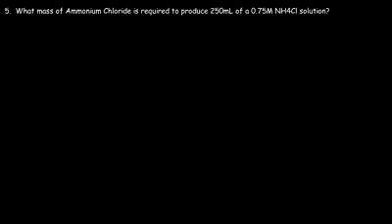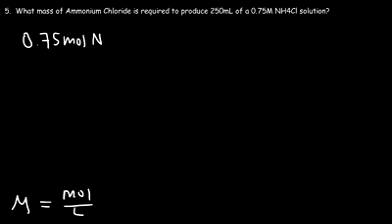Number 5. What mass of ammonium chloride is required to produce 250 milliliters of a 0.75 molar ammonium chloride solution? So we're given the molarity and the volume. How can we find the mass? The best way is to convert it. I'm going to start with the molarity of the solution. So keep in mind, capital M, molarity, you can represent it as moles per liter. So a 0.75 molar solution means that we have 0.75 moles of ammonium chloride per liter of solution.